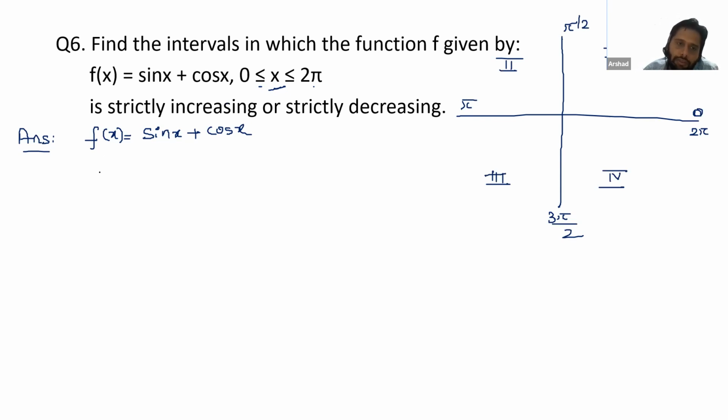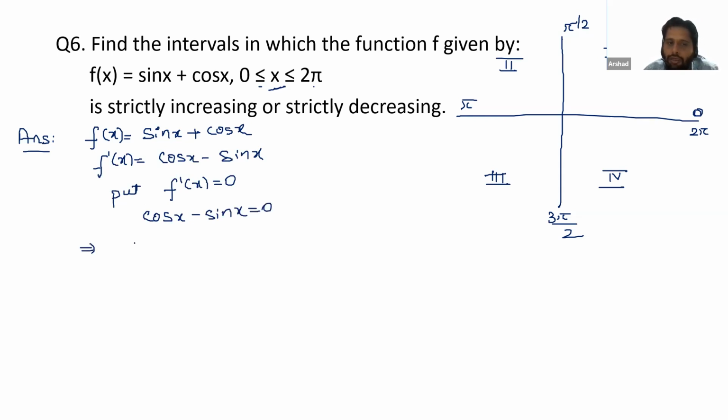Now we will differentiate it. f dash x is equal to cos x minus sin x. So this is the derivative. We will put f dash x equal to 0. So this will give us cos x minus sin x is equal to 0. Shift any term to the right side. So we will shift this cos x to the right side, we will get a minus cos x. Cancel out this negative. So what we will get here: sin x is equal to cos x.